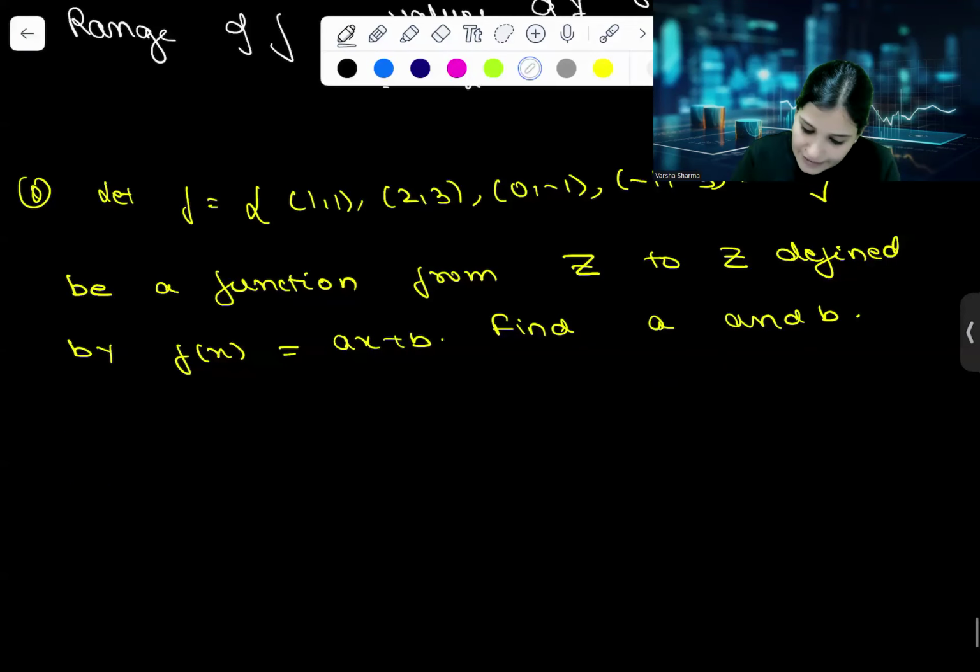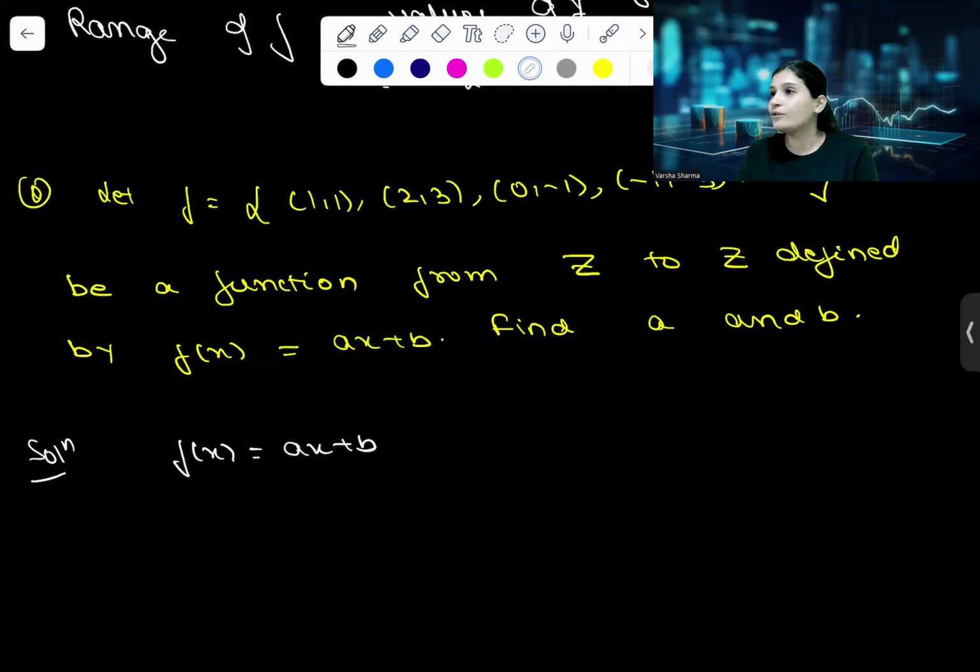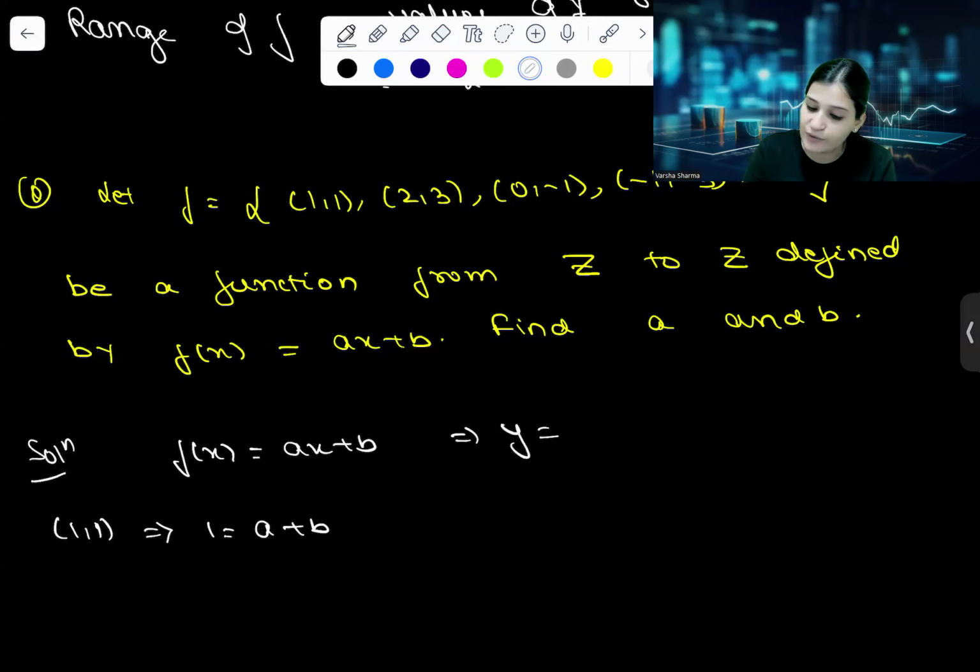So in order to find a and b, two variables, we need two equations. f of x equal ax plus b. F of x means what? Y only. F of x is basically y. So take any two pairs, say 1, comma 1. Think of it this way: y is equal to ax plus b. Instead of x, I'm putting 1, and instead of y also, I'm putting 1. So 1 is equal to a plus b.